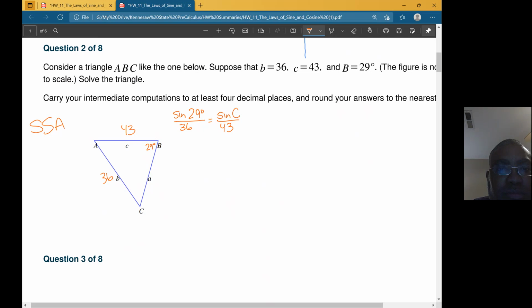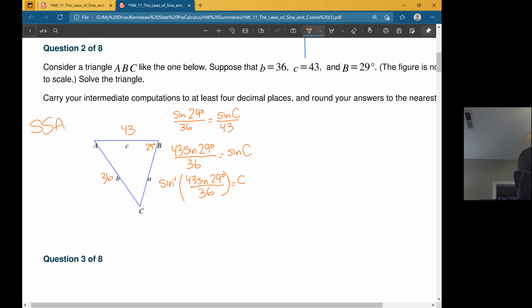Okay. So little mathy math: 43 sine of 29 degrees over 36 is equal to sine of C. So that means that the arc sine of 43 sine of 29 degrees over 36 is going to give us C. Whatever we get for this C is going to be very important because it may be possible that it's ambiguous. So let's do a little calculation.